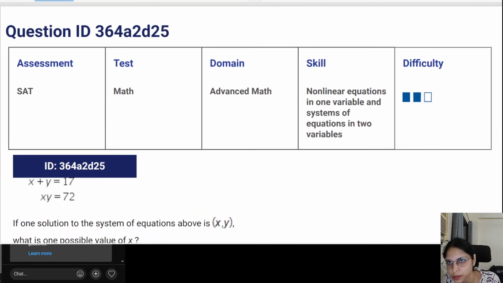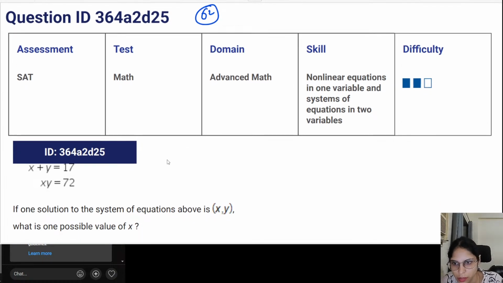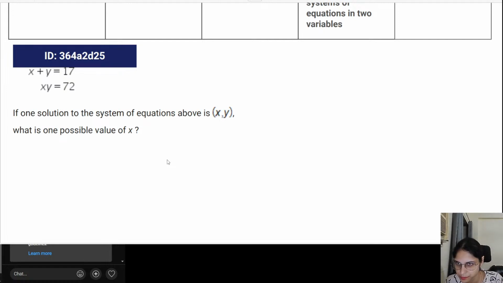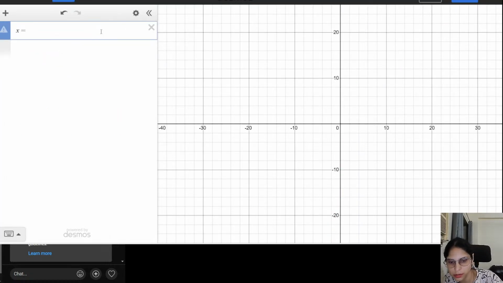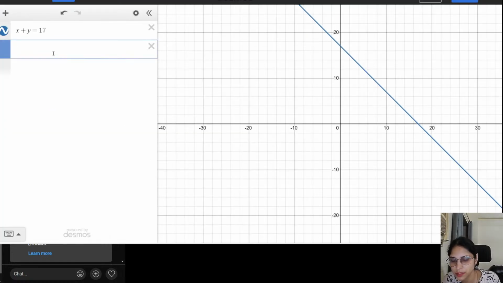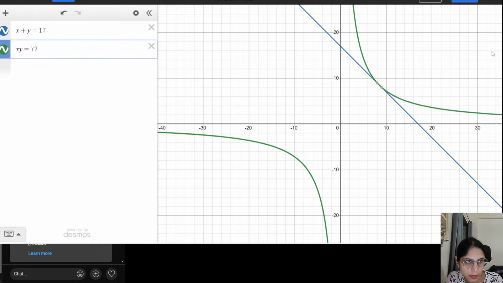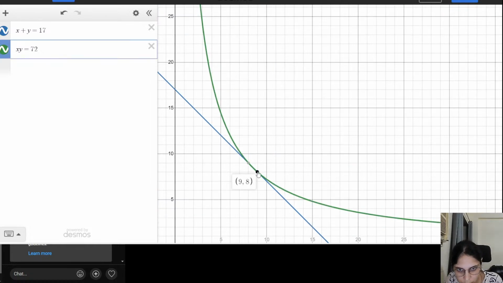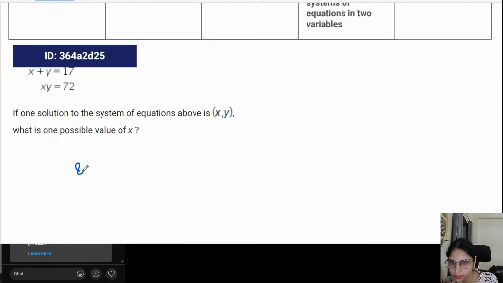This is also your quadratic equation. X plus y is, this is sort of rational. But yeah, there's no harm in doing this also, because all you have to do is write the equations x plus y equals 17, and then you have xy equals 72. Here I would like to see 9 comma 8 and 8 comma 9, both of these are solutions. What is one possible value of x, 8 or 9? Okay, even though this is rational, I've just covered it.